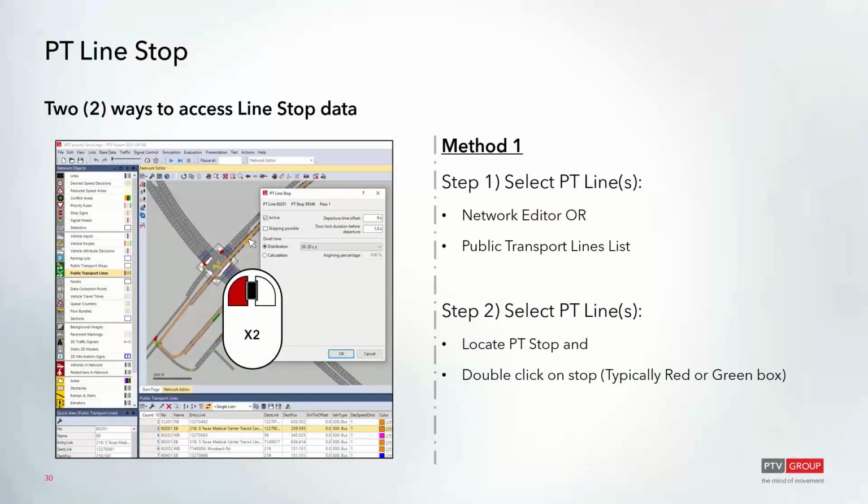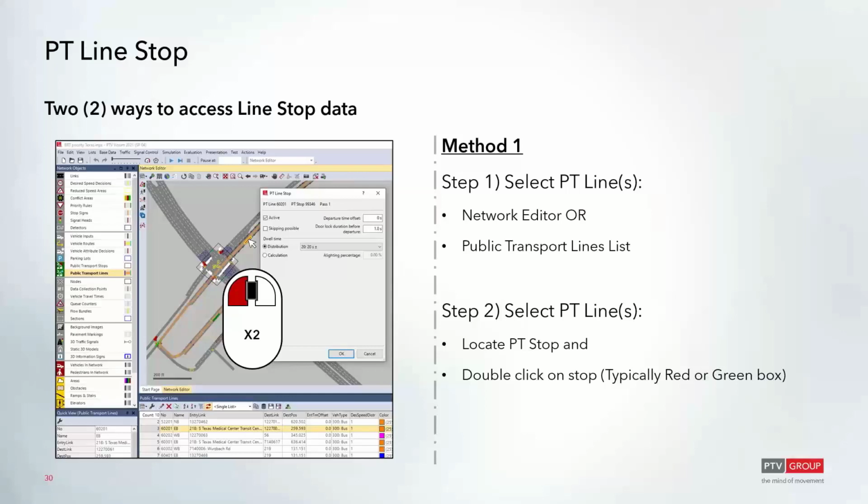All right, so the next thing we're going to turn our attention to is the PT line stops. This is where that stop-specific data can be accessed for each PT line. In order to access this, there's a couple of different ways. The first is to select the PT line from the network editor, or you can select it from the PT line list. Then once you have that line itself selected, you can double click on any of the PT stops.